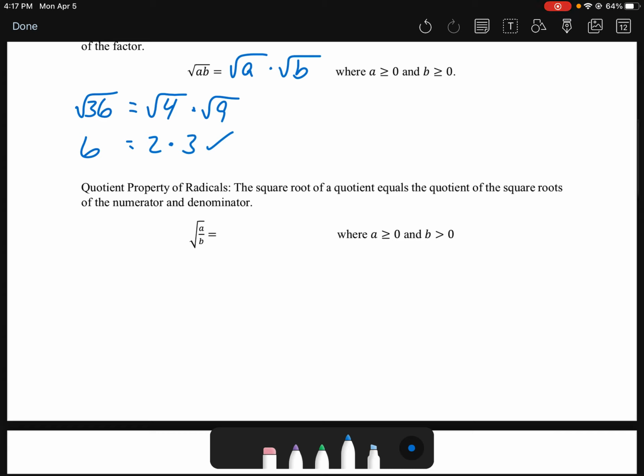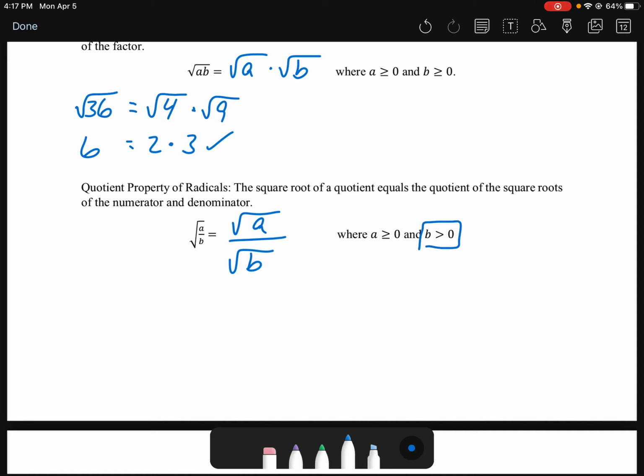For the quotient property of radicals, the square root of a quotient equals the quotient of the square roots of the numerator and the denominator. So if I have the square root of the quantity A over B, that is equal to the square root of A divided by the square root of B, where A is greater than or equal to 0 and B is greater than 0. B cannot equal 0 because that means we would have 0 in the denominator, and that's the no-no. We don't want that.